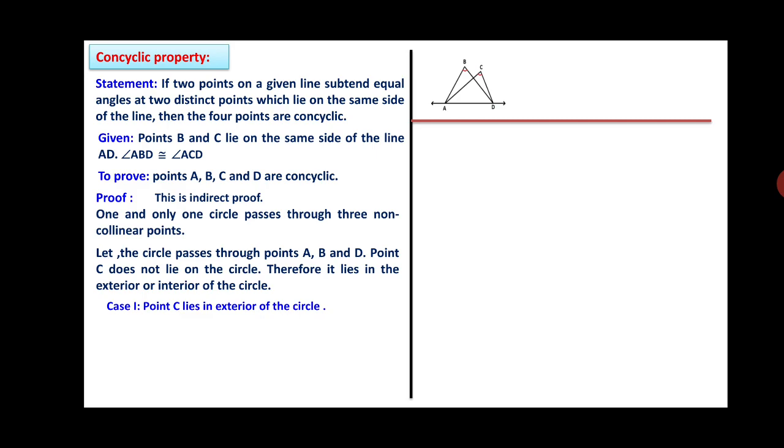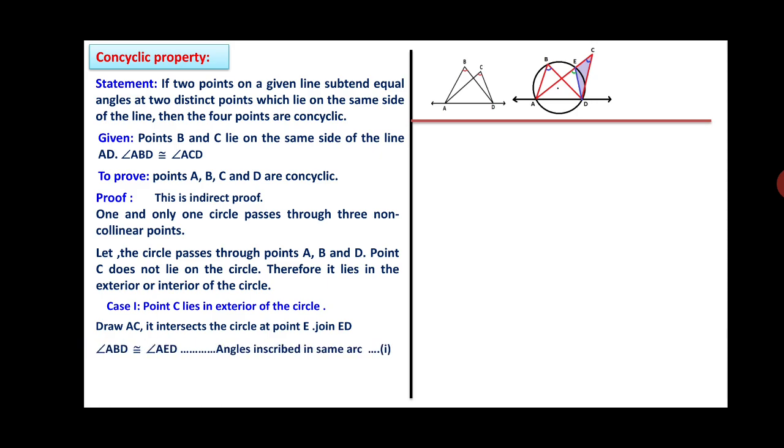Let us consider the first case. Point C lies in the exterior of the circle. The figure is like this. Therefore, draw AC. It intersects the circle at point E. Join now ED. You also observe the figure. Angle ABD is congruent with angle AED, that is angles inscribed in the same arc.